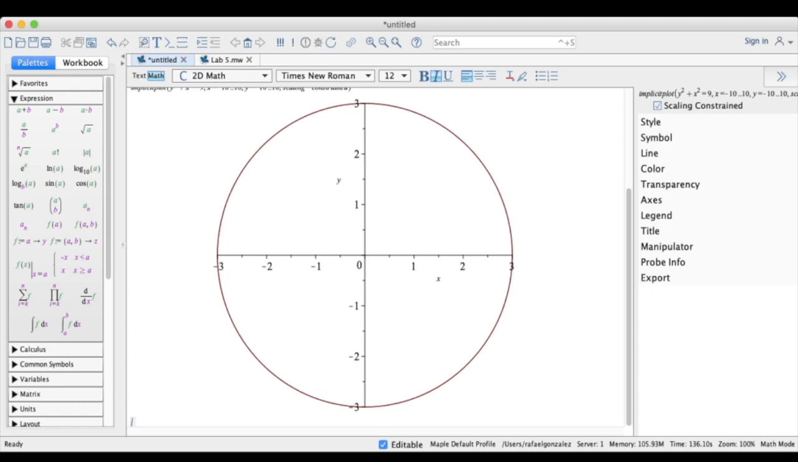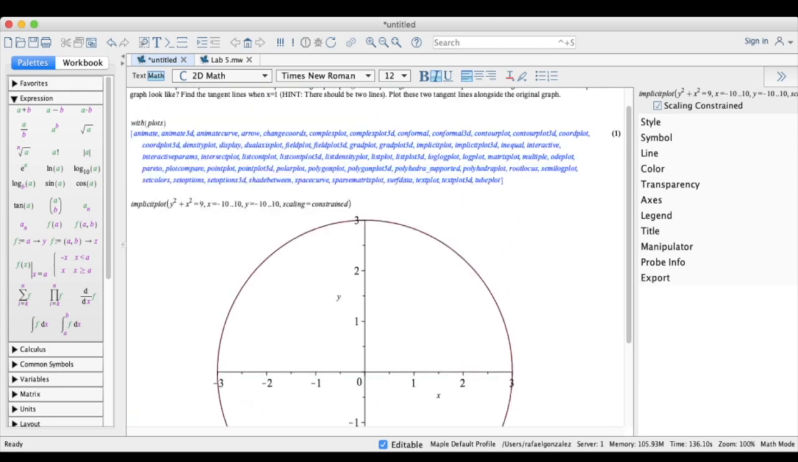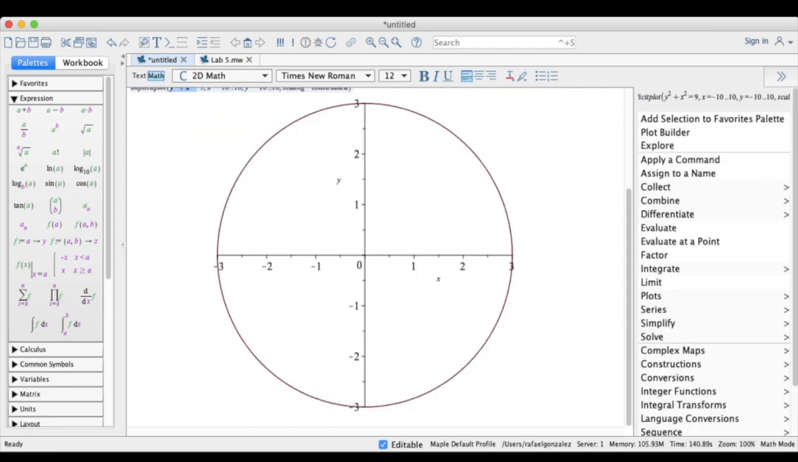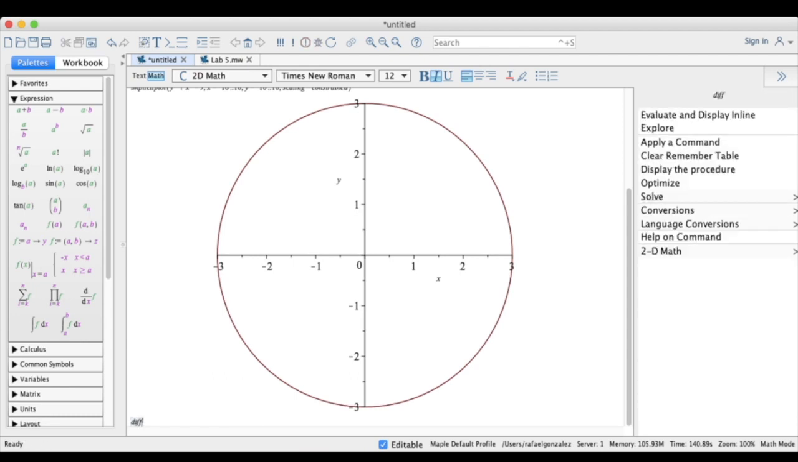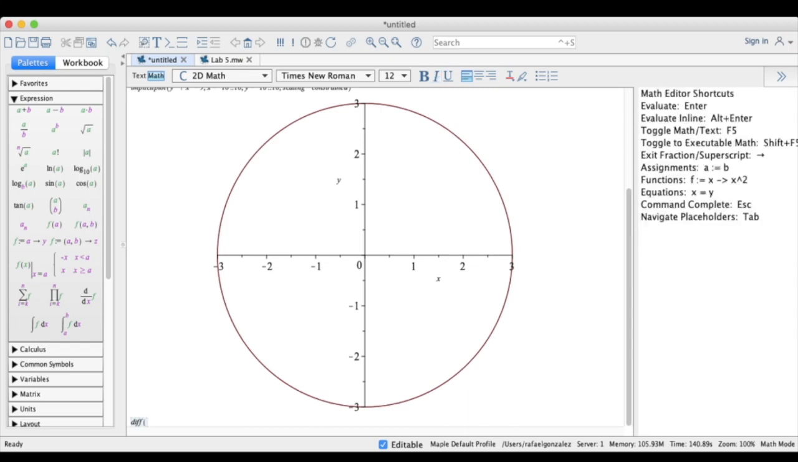Now, to find the tangent lines, we first need to find the slope of these tangent lines, right? That's the first thing that we do. But to find the slope of the tangent lines, we need to take the derivative of this equation. And as you can see, this is an equation in two variables. So we in the past learned two methods of taking the derivative. I taught you the diff command, which takes the derivative in terms of one variable.